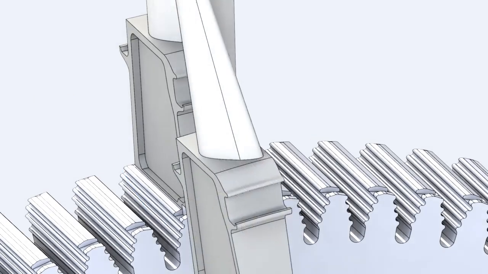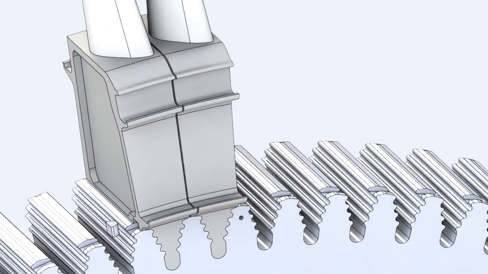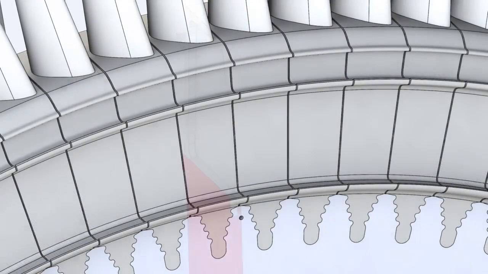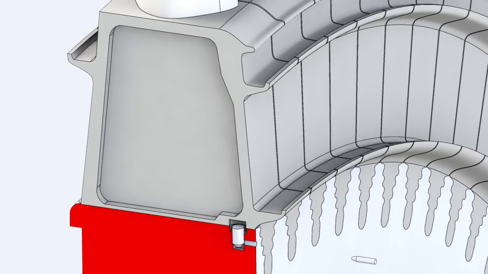This is repeated for the next 90 buckets. The last bucket is installed, and an axial locking pin is inserted on the locking bucket dovetail. This pin pushes the radial locking pin to hold the last bucket in position.